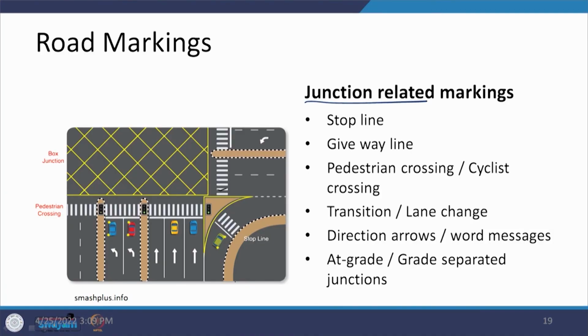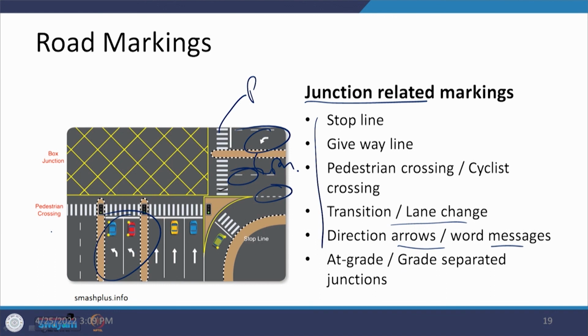In the case of the nodes at which all of these longitudinal markings are reaching, we are going to have the junction related markings. It can be a stop line, give way line, crossings for pedestrians or cyclists, merging or diverging arrows, word messages, lane changes, all of those things. You can see that there is a pedestrian crossing, there is a median being marked, there is an arrow, there is a marking on this side. All of these things are going to be discussed one by one. So, we stop with these things and we are going to continue with our markings in the next interaction onward.